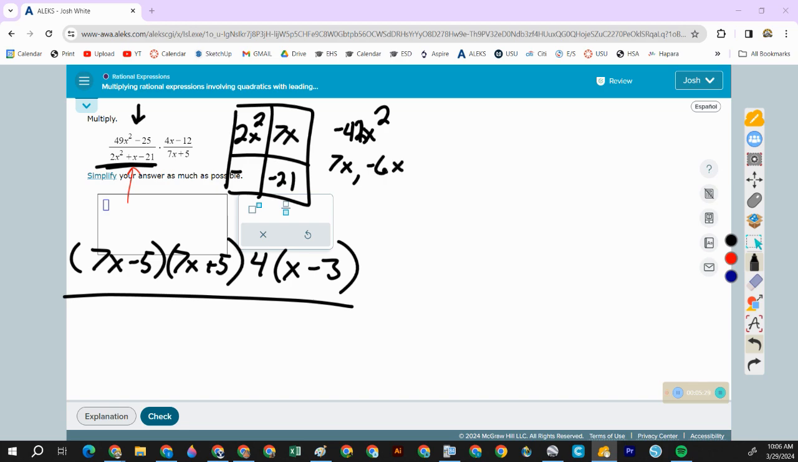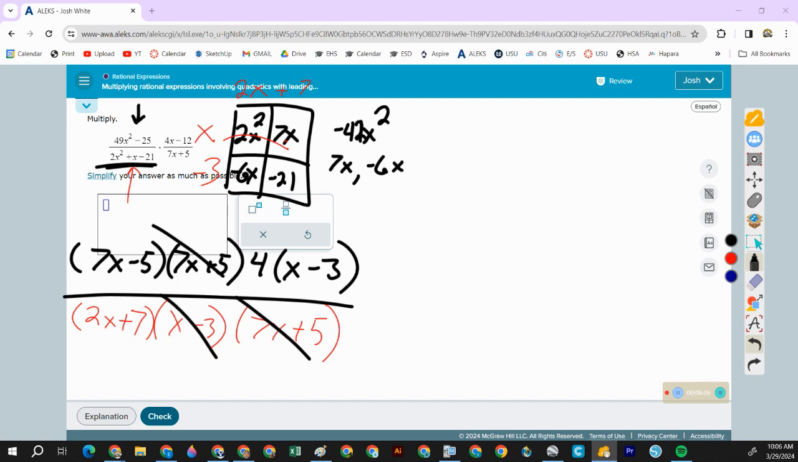So put 7x in here and negative 6x in there. Pull out an x, and I'm left with 2x plus 7. Pull out a 2x, and I get a minus 3. So those factors are 2x plus 7 and x minus 3 and a 7x plus 5. So the 7x plus 5s cancel. The x minus 3s cancel. And my final answer would be 4 times 7x minus 5 over 2x plus 7.